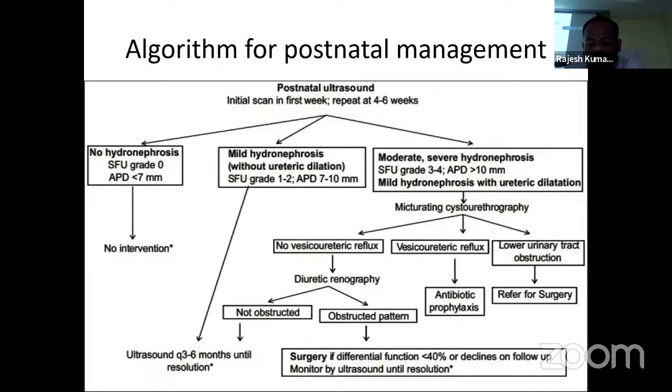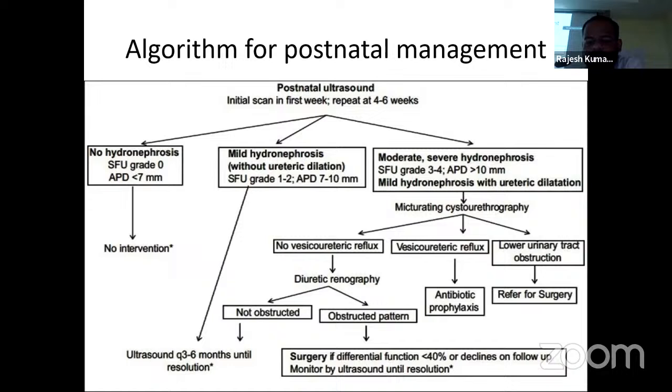Now, the algorithm of the postnatal management. Postnatal ultrasound is generally done after 48 weeks of life. If there is no hydronephrosis, or SFU grade 0, or anterior posterior diameter is less than 7 mm, there is no intervention. If mild hydronephrosis without ureteric dilatation, SFU grade 1 and 2, then manage with ultrasound after 3 to 6 months of life until resolution.